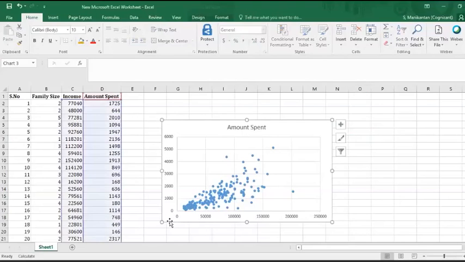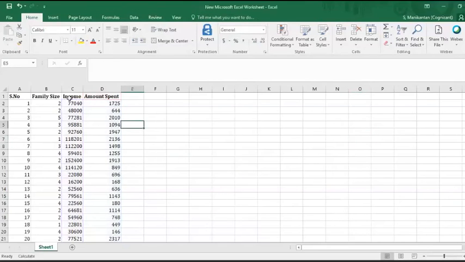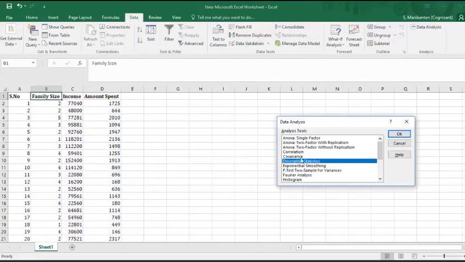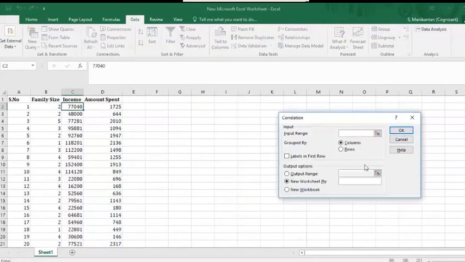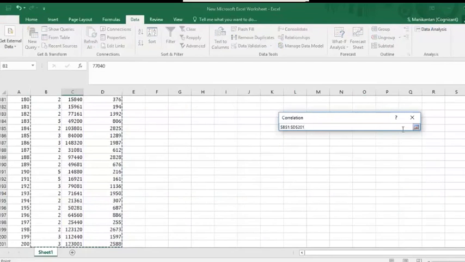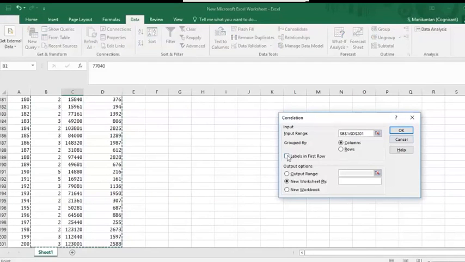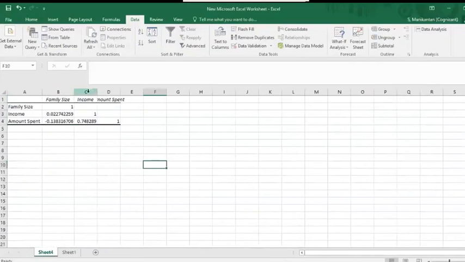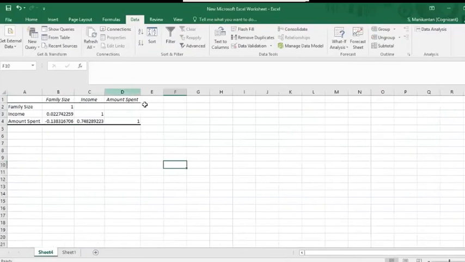So let's do one thing, let's determine the correlation also. So to find the correlation, go to data, data analysis, select correlation, choose the input range, which would be the 3 columns here. Now click on labels in the first row, new worksheet, okay. It gives the correlation coefficient by measuring the correlation between the 3 variables.